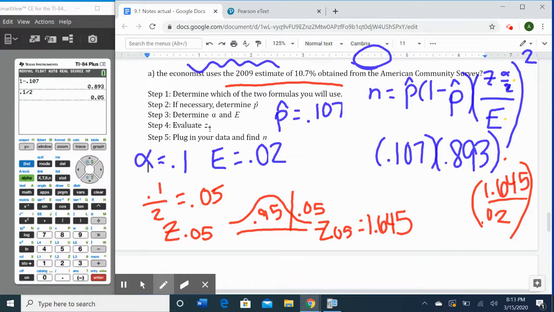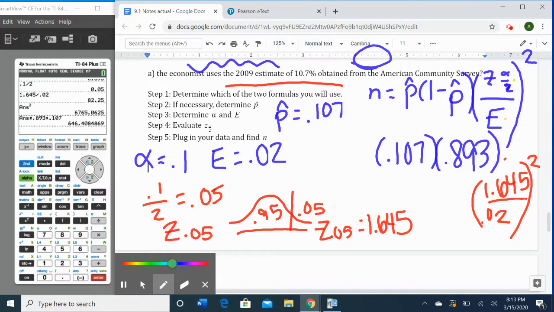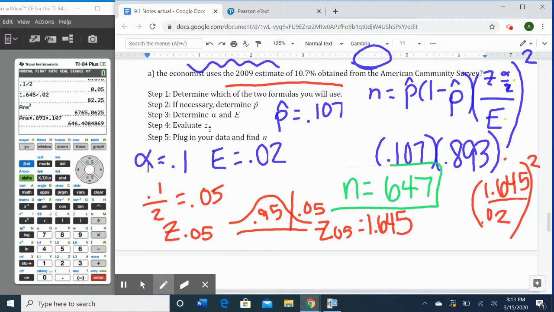0.02 for E squared. And so now it's just calculator work. I'm going to take 1.645 divided by 0.02 squared times 0.893 times 0.107 and get that the sample size required, I round up to the next integer, is equal to 647. So that is the sample size required.